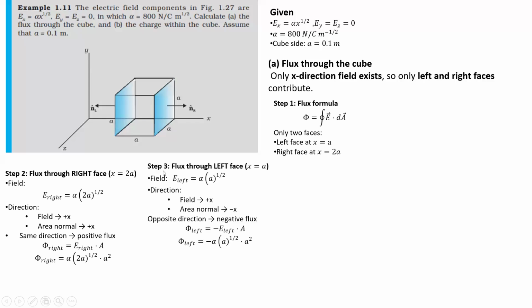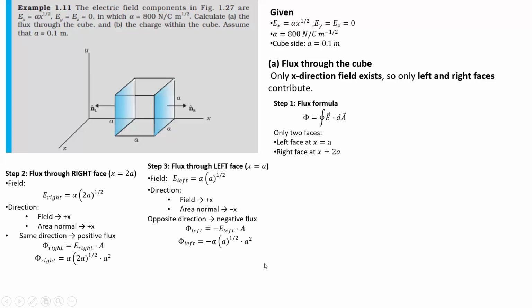Now we'll go to the left surface. On the left surface, alpha into a to the power half is the electric field. The electric field is in this direction, and the area vector is in the opposite direction. In other words, the angle between E and dA is 180 degrees. Therefore, flux becomes minus E into A. The electric field is alpha a to the power half, into a square.